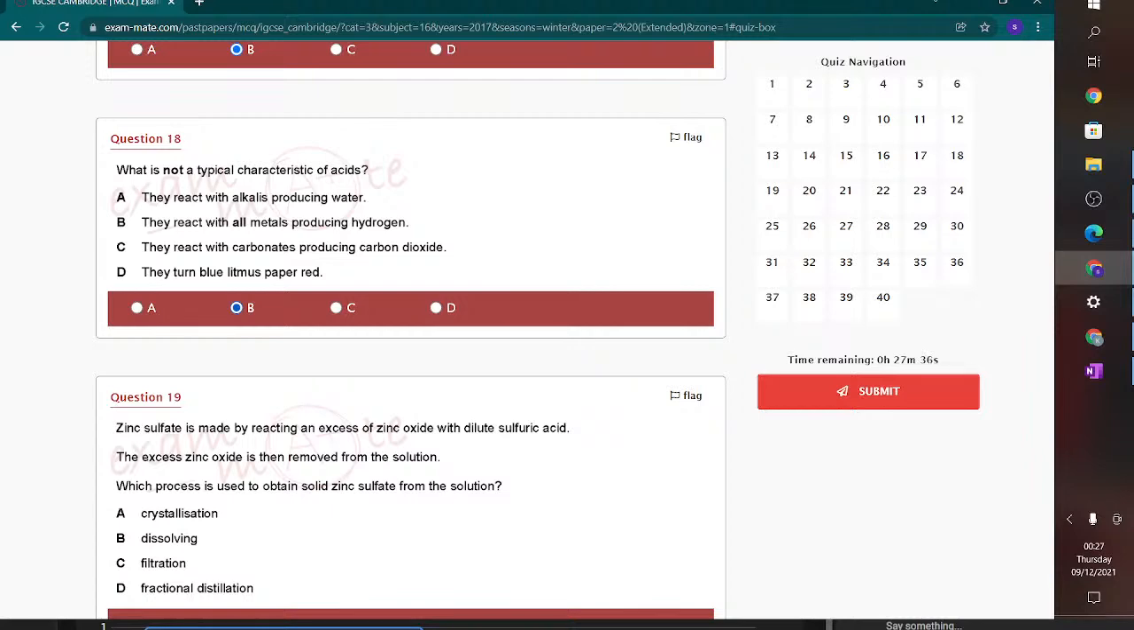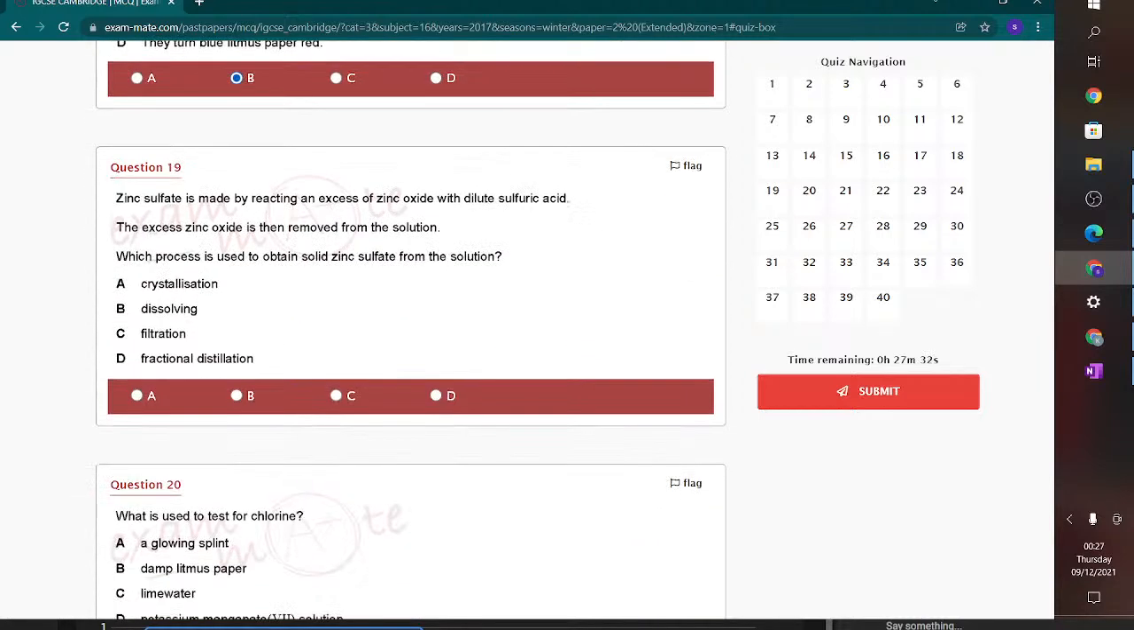Okay, zinc sulfate is made by reacting an excess of zinc oxide with H2SO4. The excess zinc oxide is then removed from the solution. Which process is used to obtain solid zinc sulfate from the solution? If the excess zinc oxide is removed, I guess zinc oxide is insoluble in nature, so it can be filtered and zinc sulfate will be obtained.